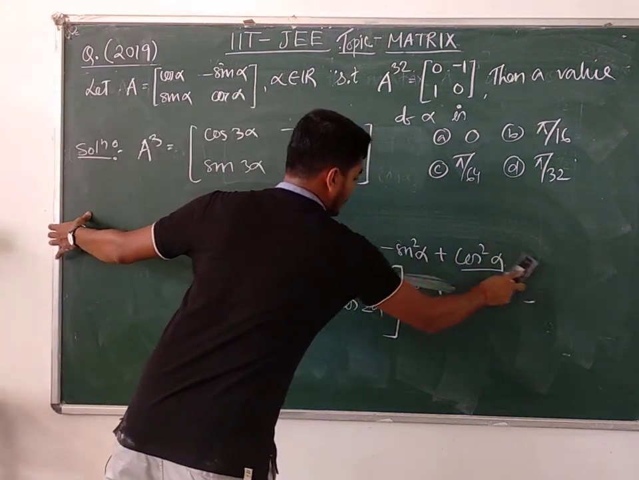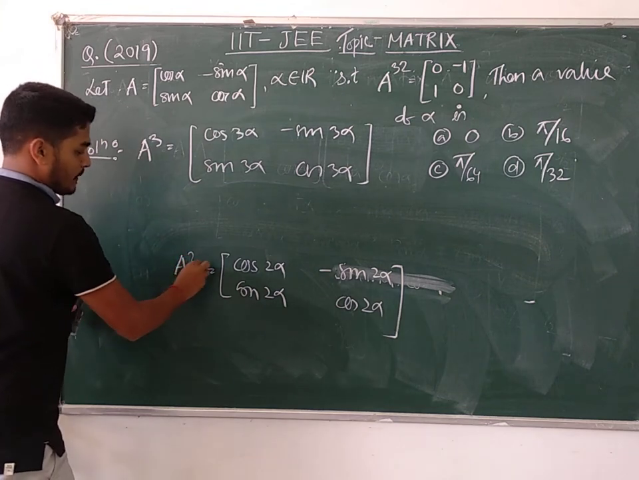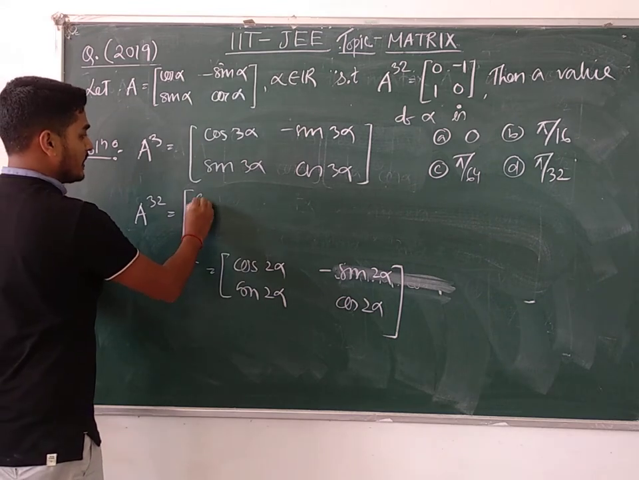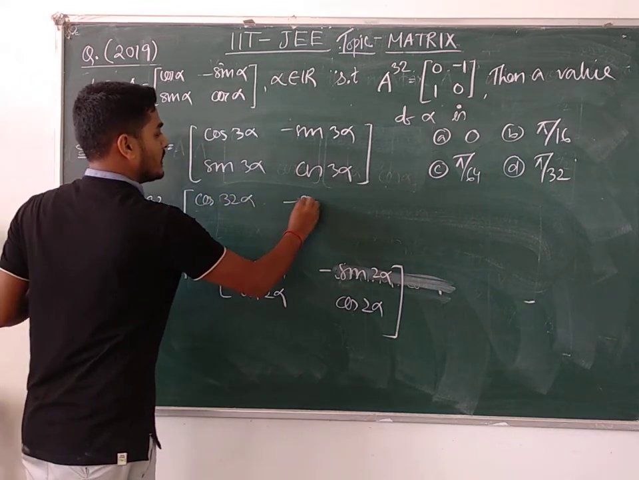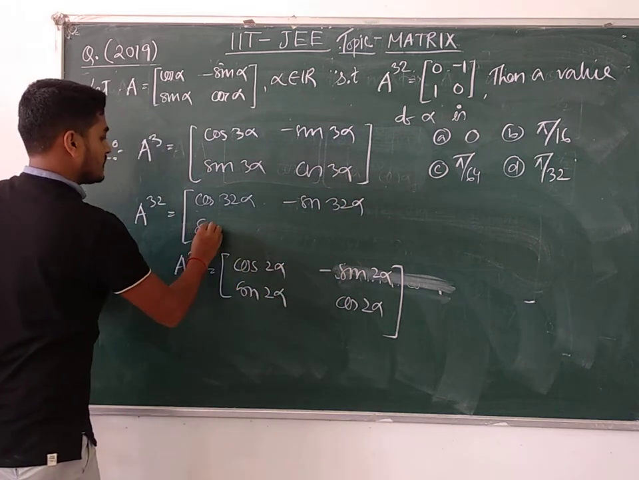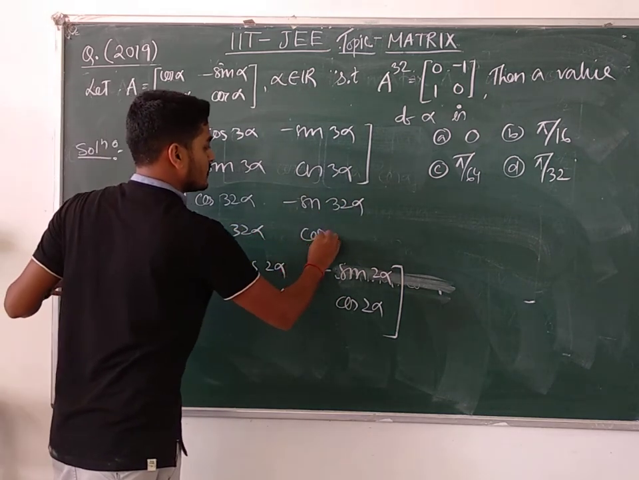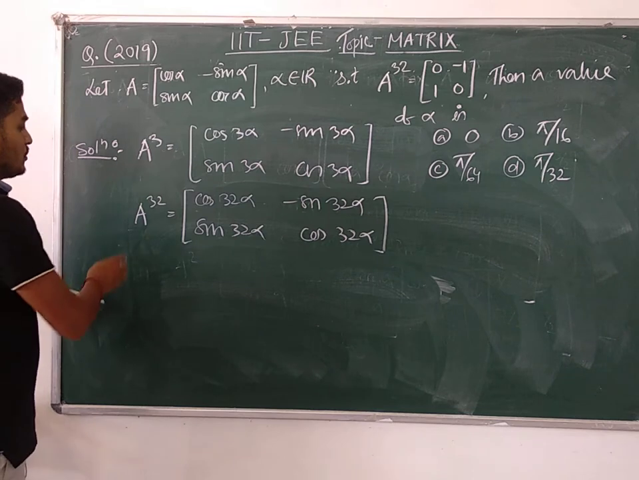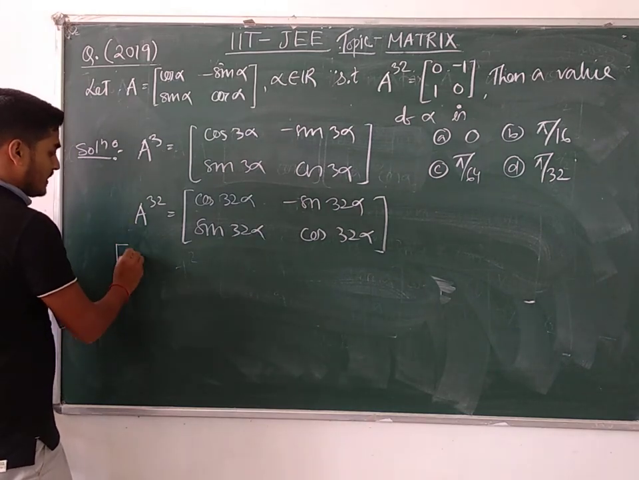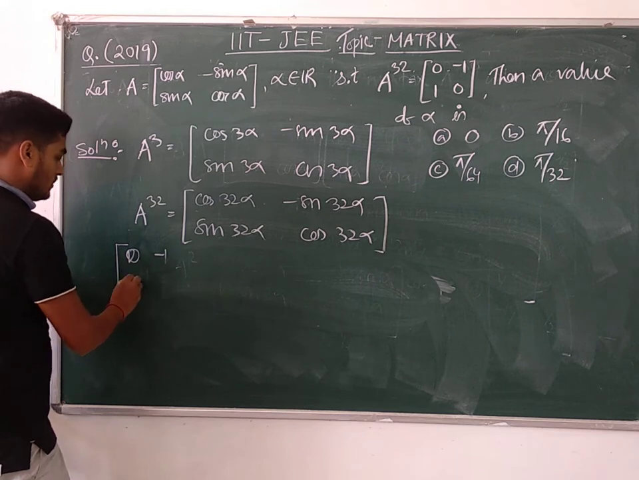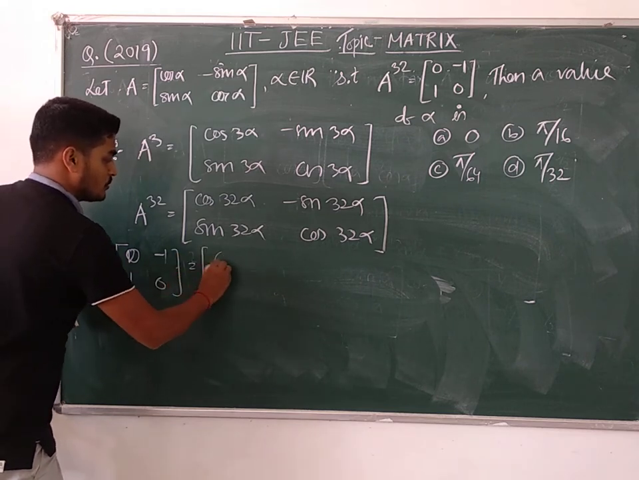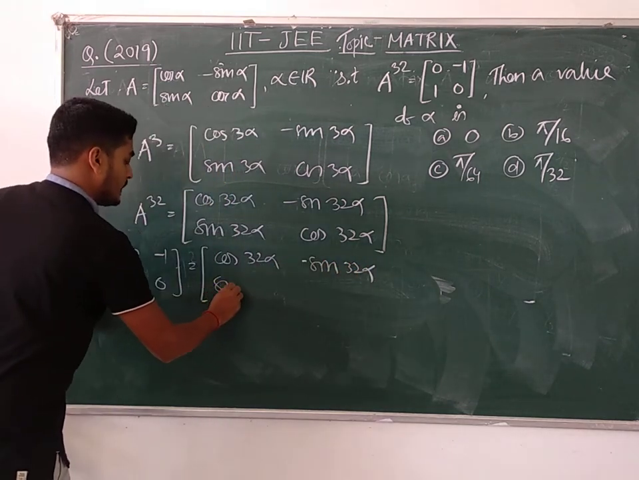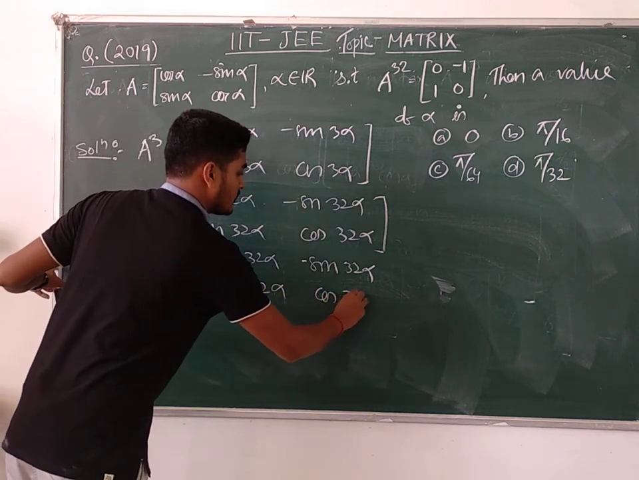Then obviously, as this follows the pattern, what is the value of A to the power 32? Obviously you will get A to the power 32 is nothing but cos 32 alpha, minus sin 32 alpha, sin 32 alpha, cos 32 alpha. Is it clear? I hope you have got my point. Now A to the power 32 is given as 0, minus 1, 1, 0, which is equal to cos 32 alpha, minus sin 32 alpha, sin 32 alpha, cos 32 alpha.